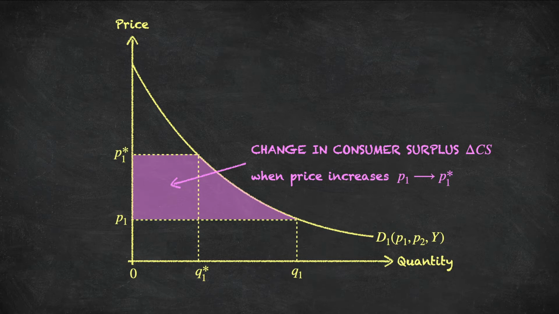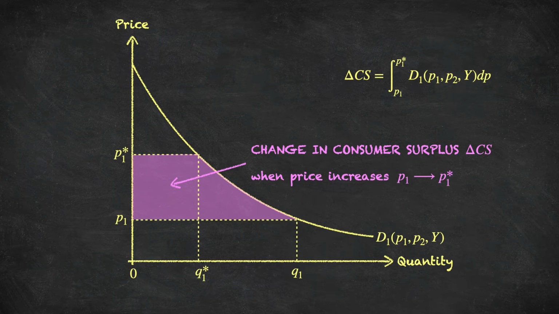So this measures this area. If I calculate this area, it's measuring how much surplus the consumer is losing when the price changes. And it's measured in terms of money. So it's an amount of money. The loss of consumer profit or consumer surplus is this purple area. Of course, this is the integral of the demand function between 2 points, P1 and P1 star.